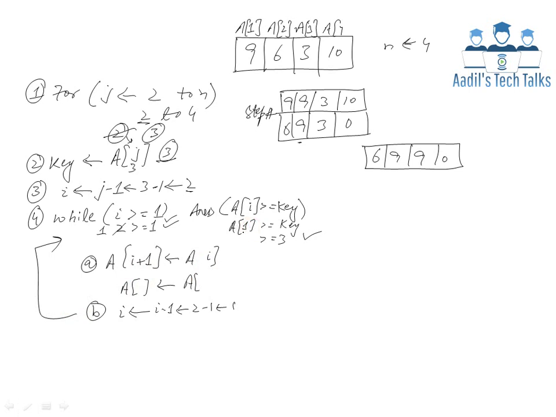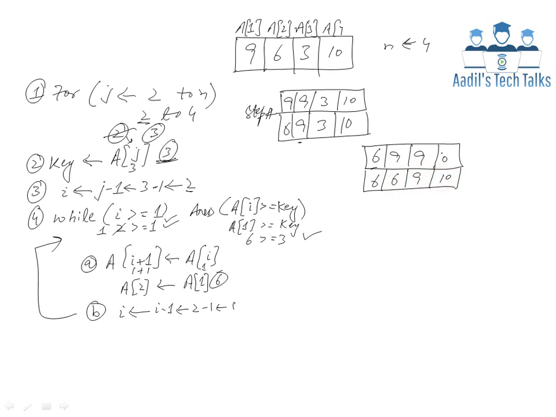Now i is 1, the value on i is a[1], a[1] is 6. 6 is greater than or equal to key, which is 3. Yes, 6 is greater than or equal to 3. So the loop will be executed once again. Now a[i+1] gets a[i]. i's value is 1, 1 plus 1 means a[2] gets a[1], and the value on a[1] is 6. So 6 is copied to location 2. 6 here, 6 also there, 9, and this is 10.